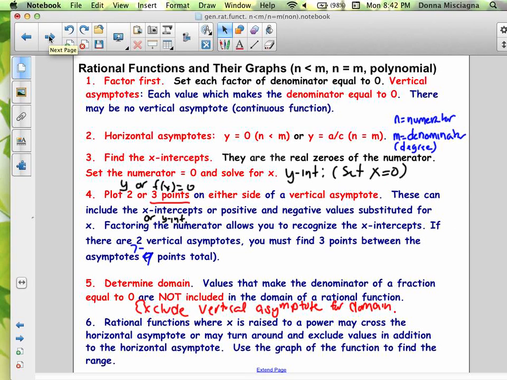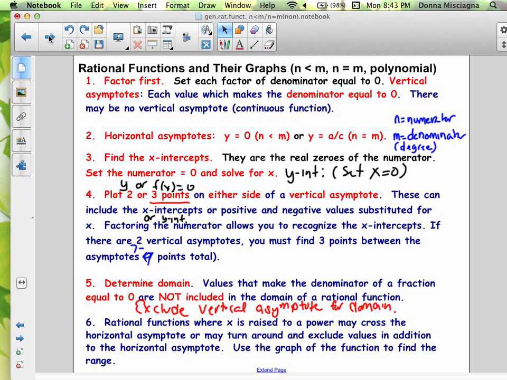All right, so let's review our steps, and the steps are in your notes. So rational functions and their graph where n is less than m. In other words, the numerator has a smaller degree than the denominator, or where they have the same degrees, but we have polynomial parts. All right, so number one step that we haven't had to do before is to factor first. So set each factor of the denominator equal to 0.